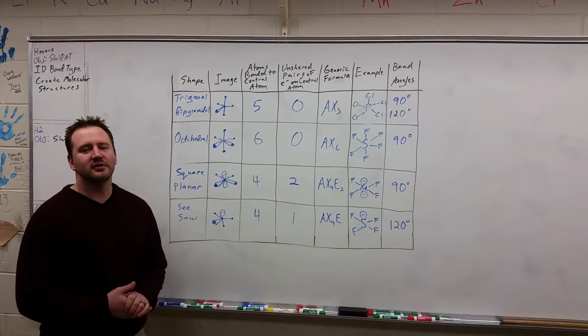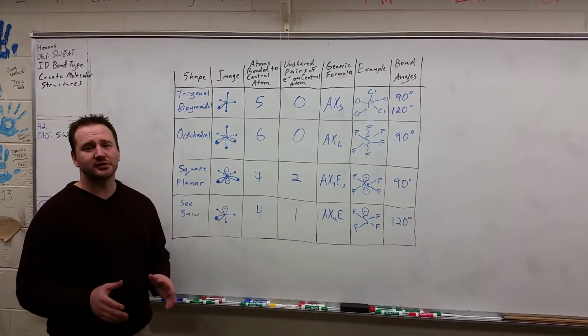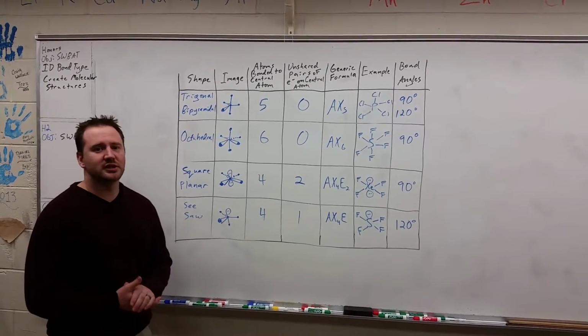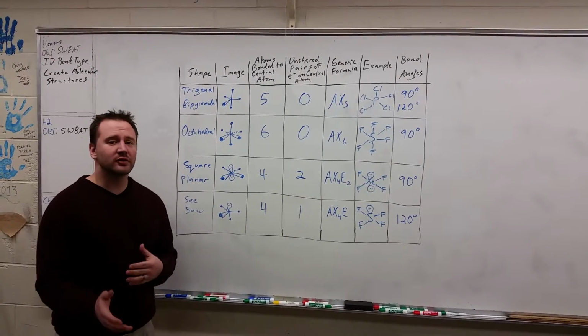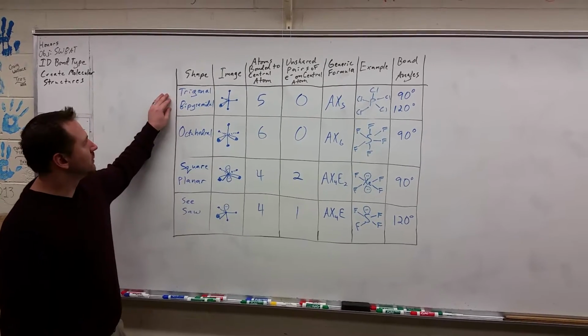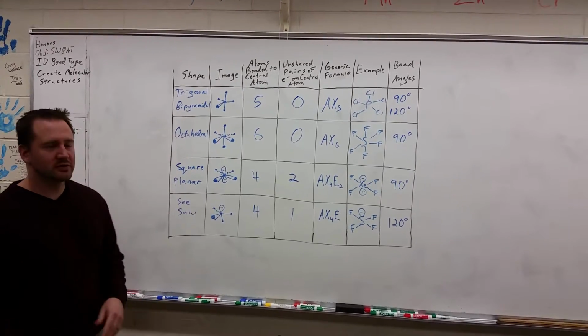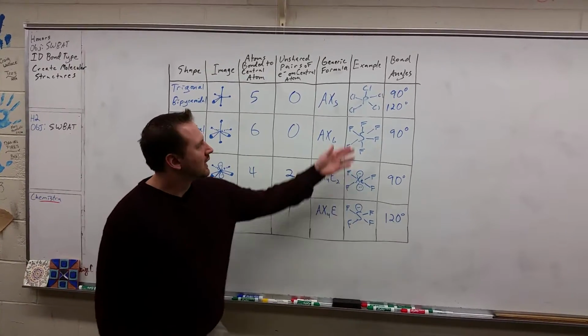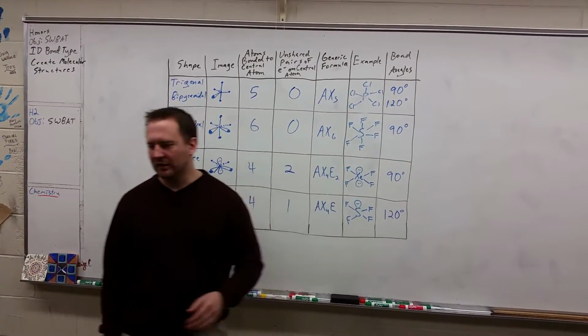Today we're going to continue learning about VSEPR, valence shell electron pair repulsion theory, by looking at 4 additional shapes that can form in molecules. The first one we're going to talk about is trigonal bipyramidal, which is the shape that would form when you have 5 atoms bonded to a central atom, as you would in the case of PCl5.